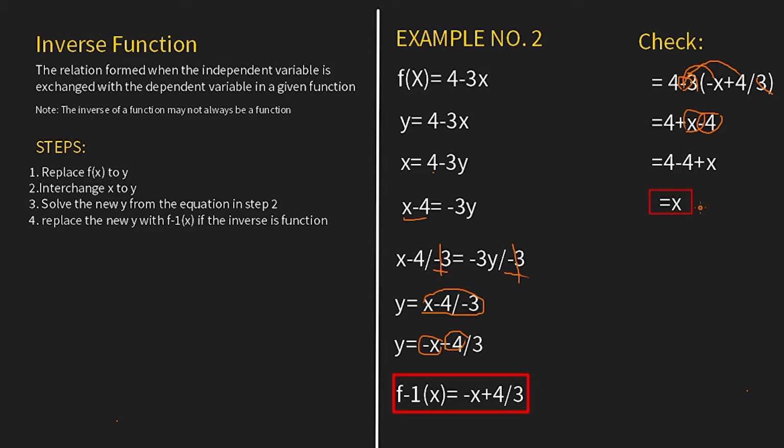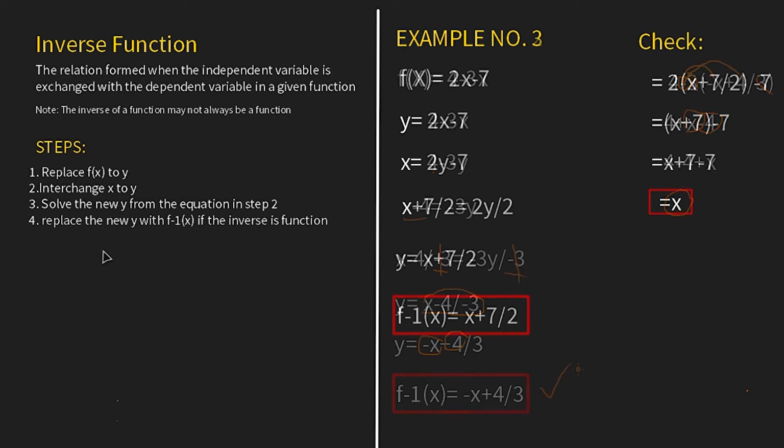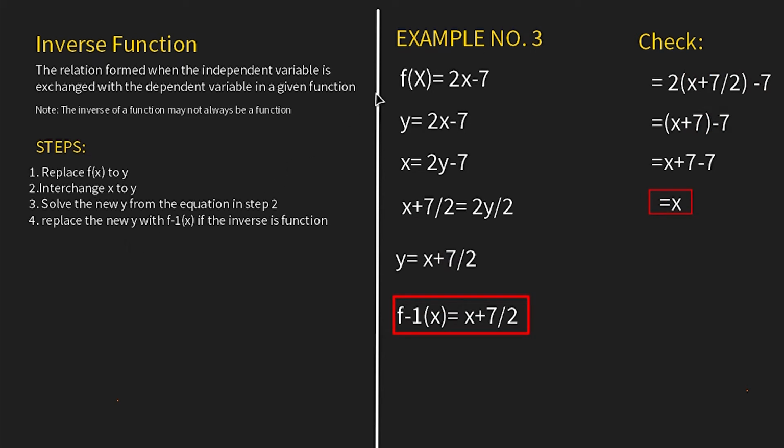Now we will be left with x, which means that our answer, that f inverse of x is equal to negative x plus 4 over 3, is correct. Now, let us get on to our third example. f of x is equal to 2x minus 7. Now, let's remember our steps. The first one is to replace f of x with y. So, y is equal to 2x minus 7.